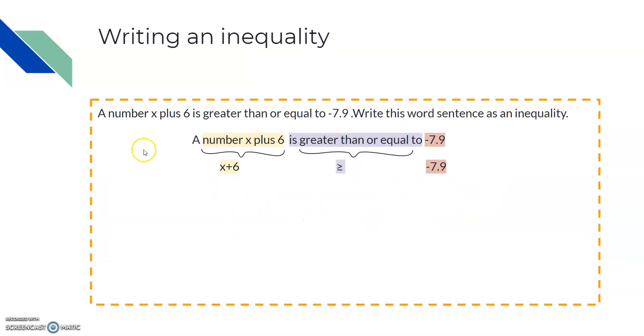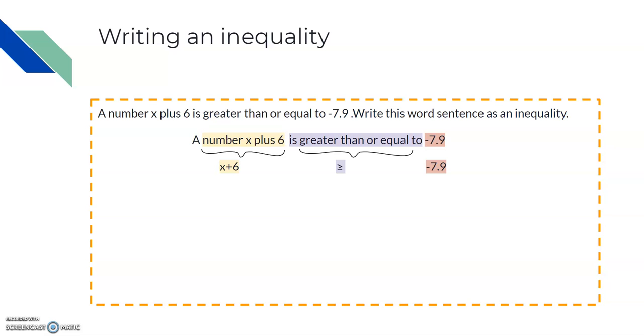Writing an inequality. A number x plus 6 is greater than or equal to minus 7.9. Write this word sentence as an inequality. You're gonna have some practice problems including this topic, so listen closely. A number x plus 6 is greater than or equal to. That is why I want you guys to pay close attention to the key phrases.